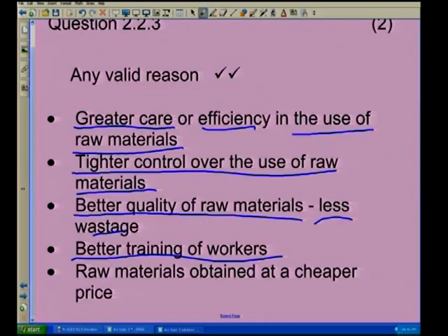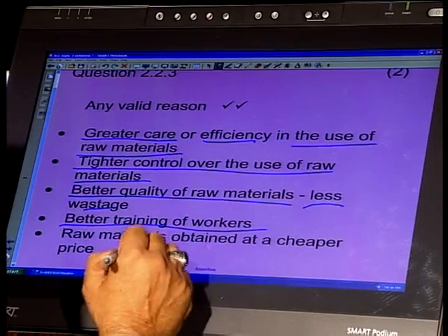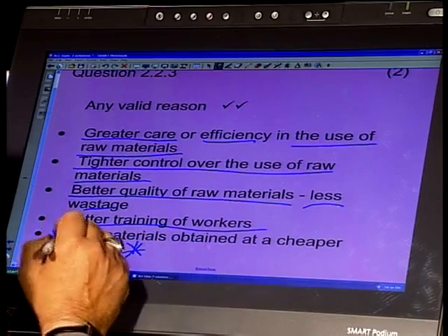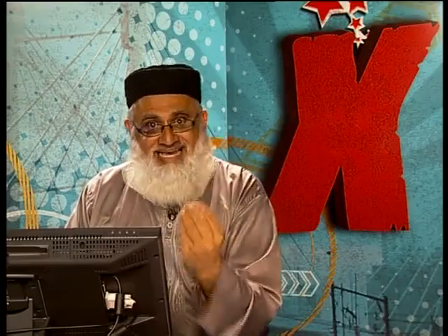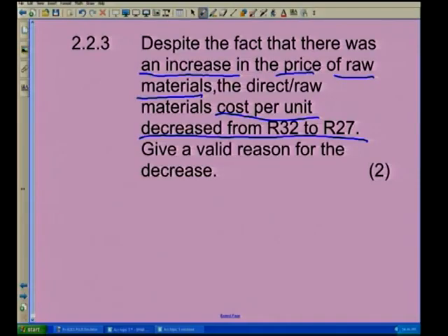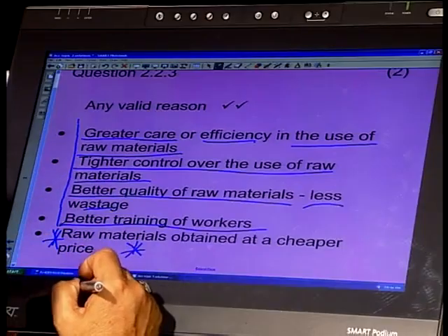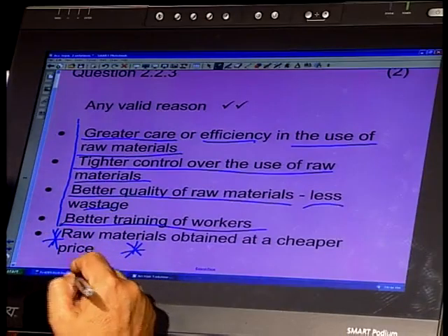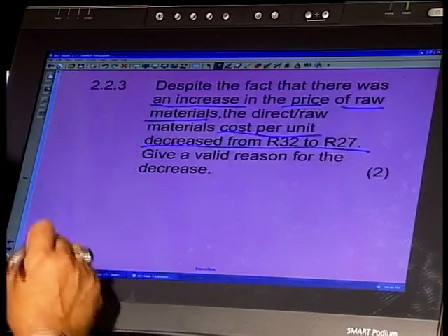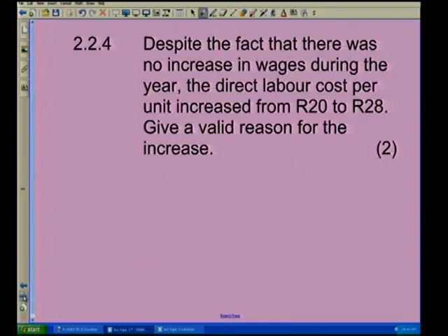We said that despite, let's look at the question, what did it say? Despite the fact that there was an increase in the price of raw materials, so obviously this one here will not hold true. This will not be an acceptable answer. Why? Because they're telling you, what did they tell you? Despite the fact that there was an increase in the price of the materials. Okay, so therefore that particular one would not hold true. So these are possible responses that you could use in answering this question. Let's look at the next question.